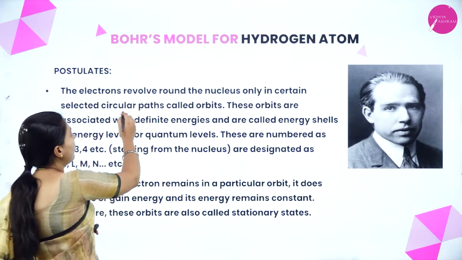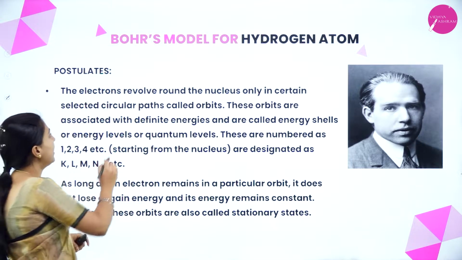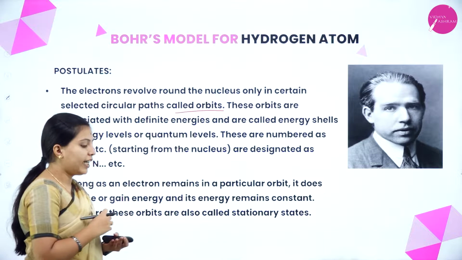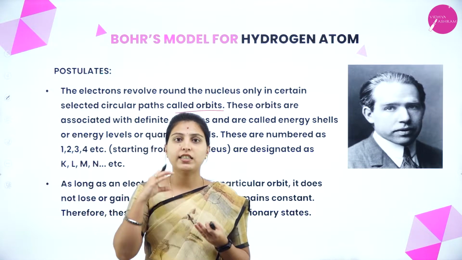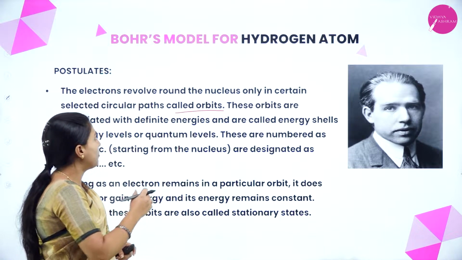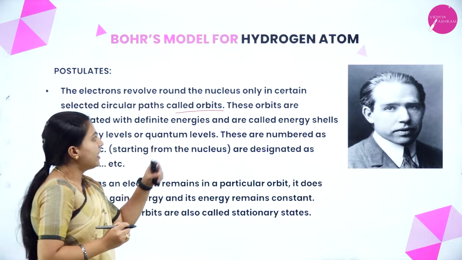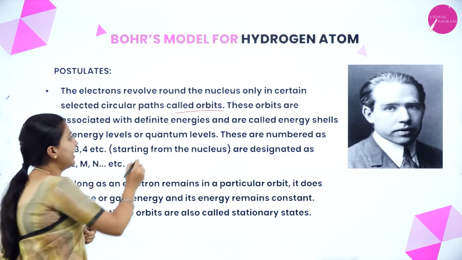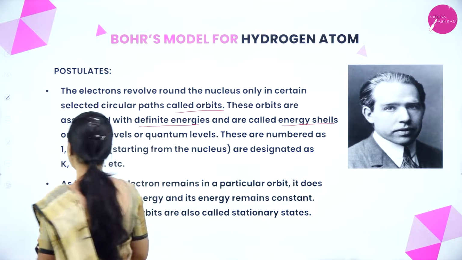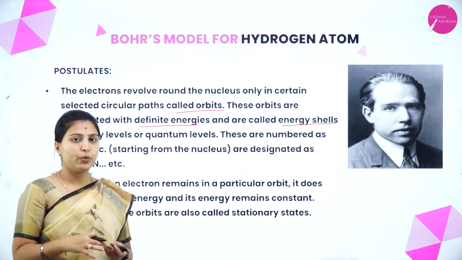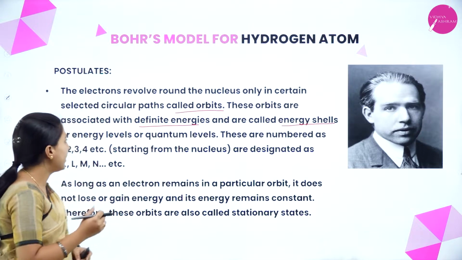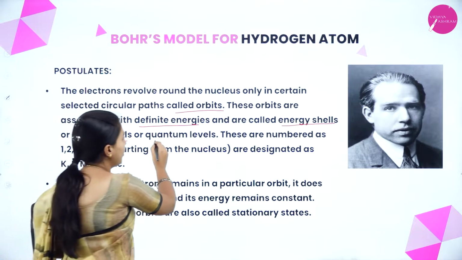The electrons revolve around the nucleus only in certain selected circular paths called orbits. What he told is that the electrons revolve around the nucleus in a restricted, selected circular path, and those circular paths we call orbits. These orbits are associated with definite energies and are called energy shells. The orbits are connected with a definite amount of energy, so they are called energy shells, energy levels or quantum levels.